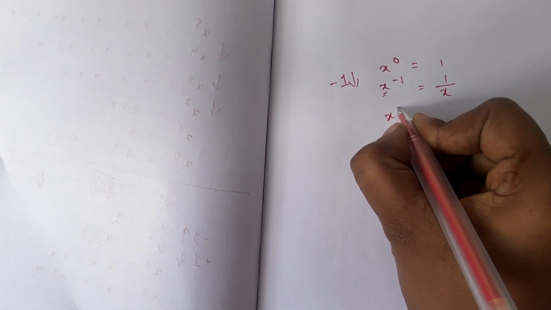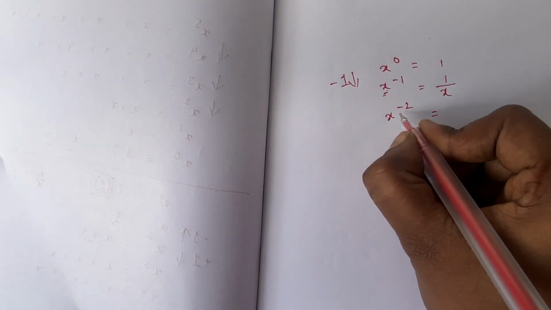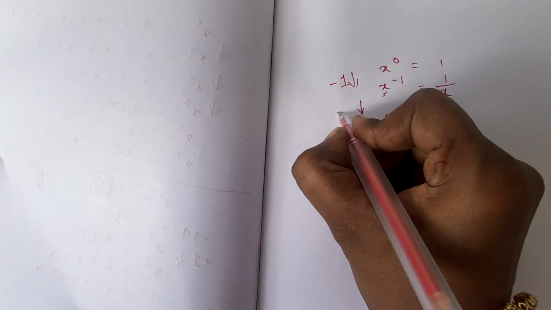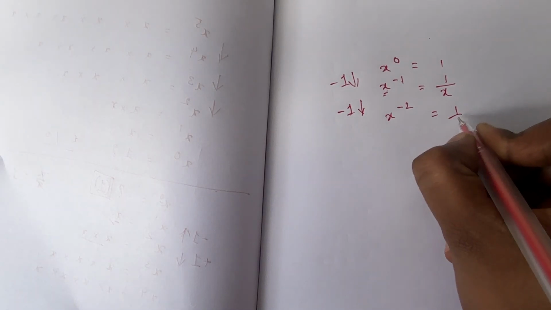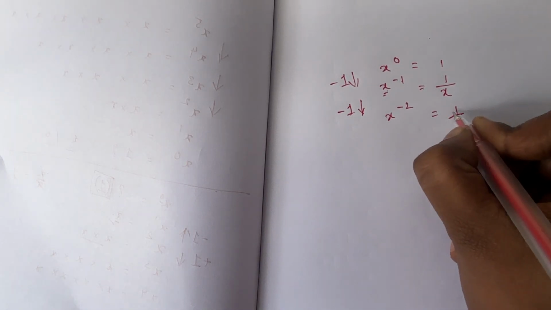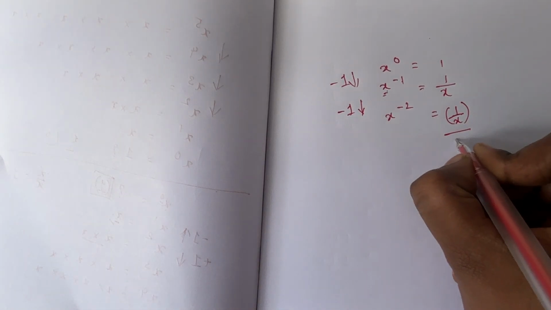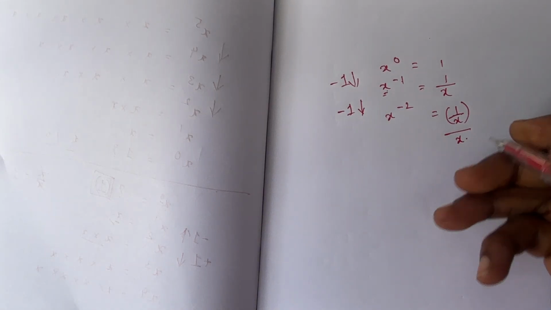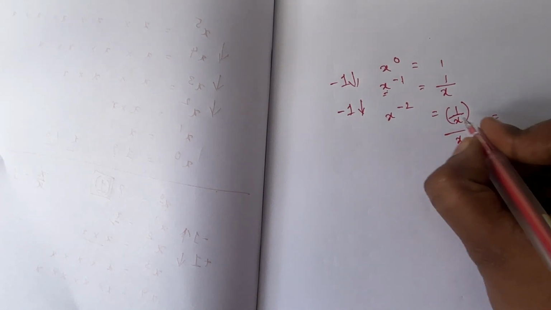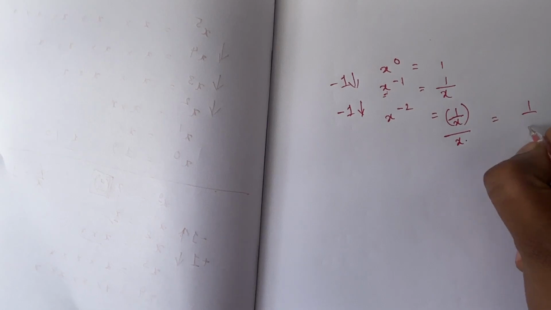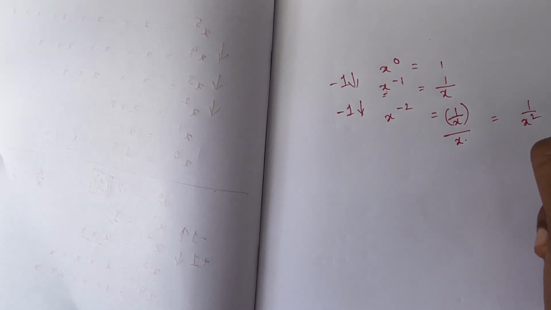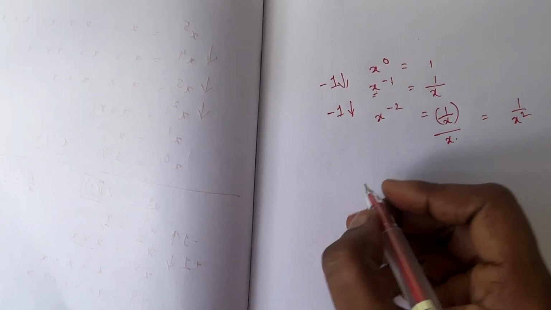Now let us understand x to the power of minus 2. I have reduced the exponent by 1 from my previous answer. I know the previous answer, which is 1 by x. I need to divide this by my base. Right? So we all know the division formula. So 1 by x divided by x means basically 1 by x square. I hope you are clear now.